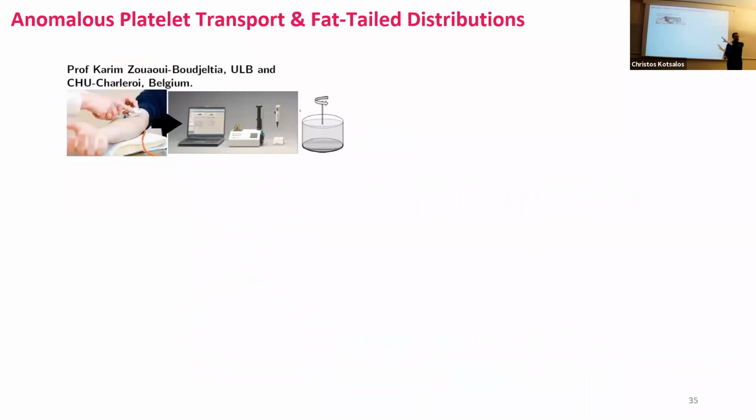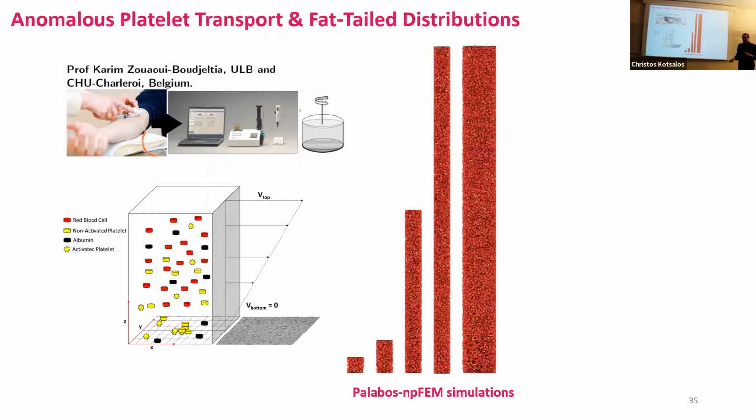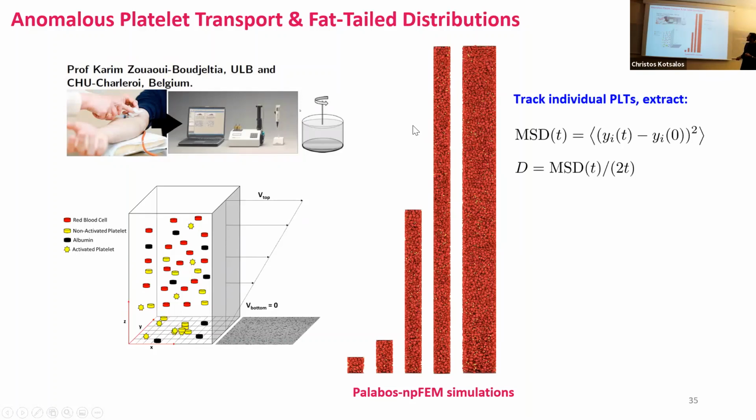On one hand, we have the IMPACT-R platelet function analyzer. On the other hand, we have this simplified model that Bastian wrote back in 2017. But we also have our Palabos NPFM simulations. So the idea is, let's run a lot of these simulations, essentially to simulate this box. Let's track individual platelets, extract the mean square displacement, the diffusion coefficient, and also check the underlying probability density function of the platelet velocity. And we want to see if indeed they follow a Gaussian walk or a Levy flight.